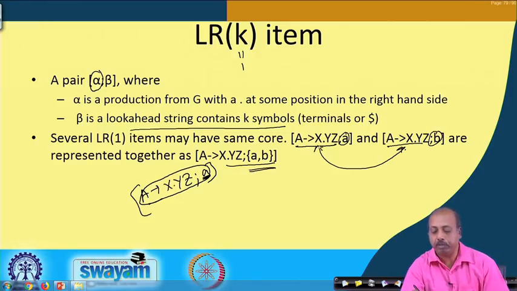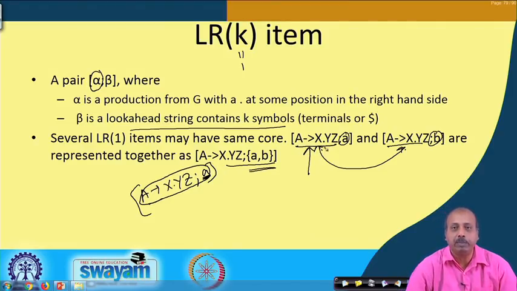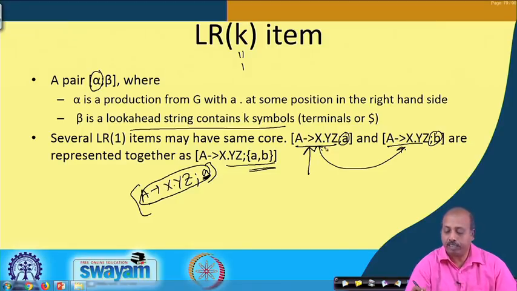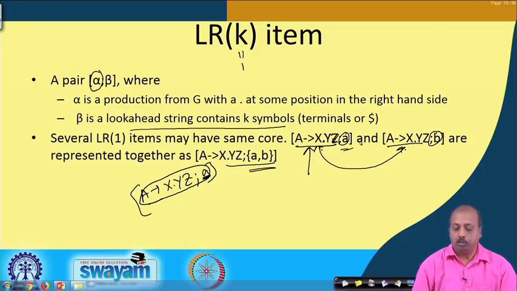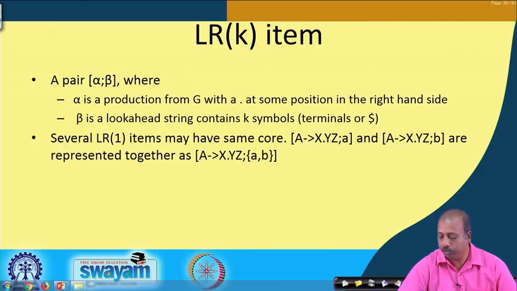So, this means that for example, with A producing x dot y z, we have already seen a string which is derivable from x, and after that the dot is there, that means we are expecting to see a string which is derivable from y z. Okay. So, that was the meaning. This is fine. This look ahead part, the look ahead token, will be clear after some time. We will be explaining what this is and how it is going to help us.